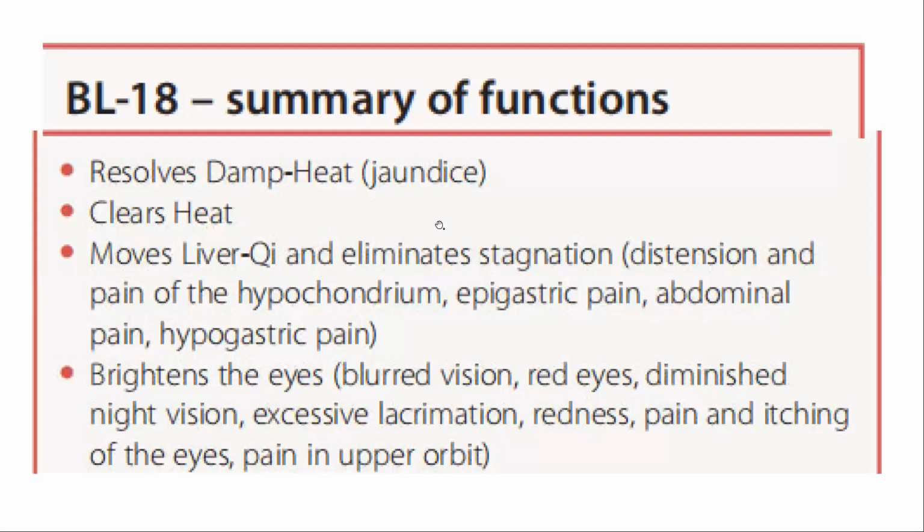Bladder 18 summary of functions: resolves damp heat for jaundice, clears heat, moves liver qi, and eliminates stagnation, distension and pain of the hypochondrium, epigastric pain, abdominal pain, hypogastric pain. Brightens the eyes: blurred vision, red eye, diminished night vision, excessive lacrimation, redness, pain and itching of the eyes, pain in the upper orbit.